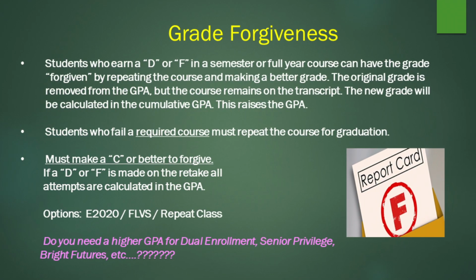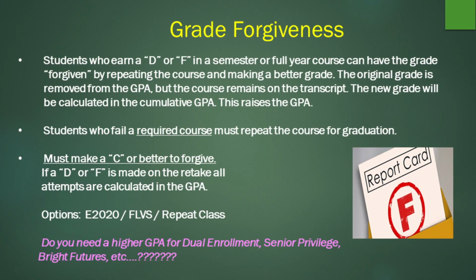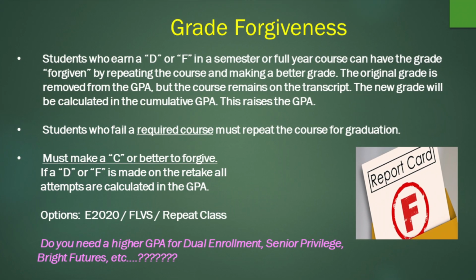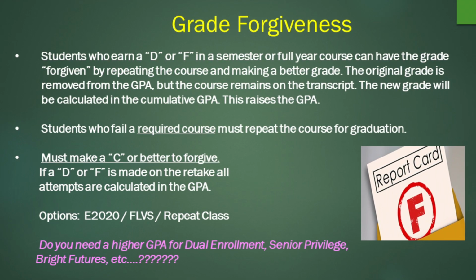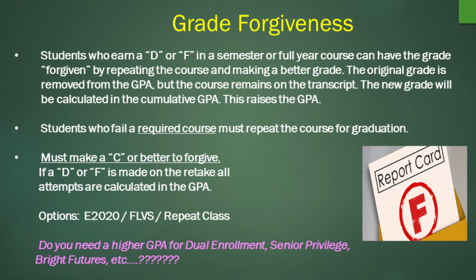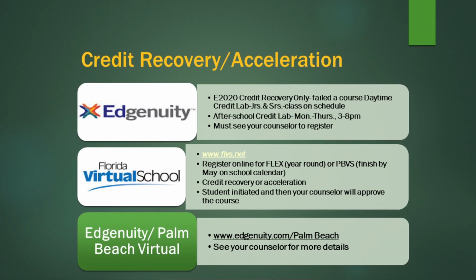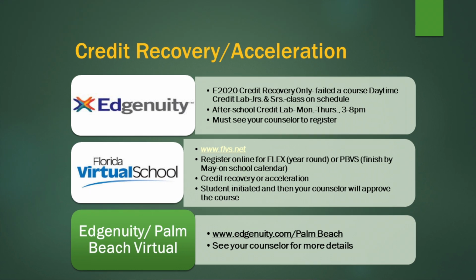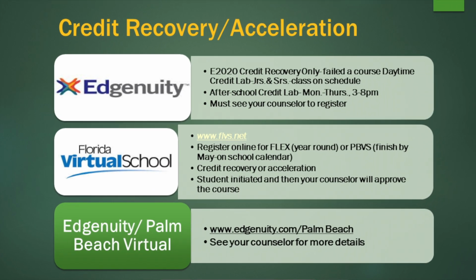If you fail the required course, remember you must repeat the course for graduation purposes. If you plan to do grade forgiveness, you must earn a C or higher on the retake. If you don't earn a C or higher, then all attempts are calculated into the GPA. You can speak to your school counselor about the various options to make up a failed credit or do grade forgiveness and decide which option is best for you.